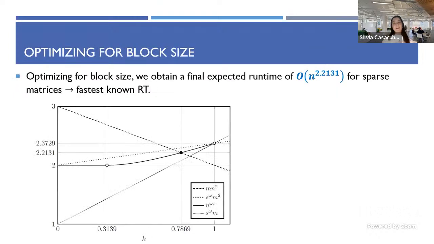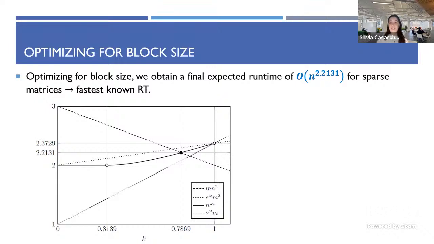We get an expression that I won't get into, but basically if we optimize this expression for the block size s, that's where we obtain the final runtime of O(n^2.2131) for sparse matrices, which yields the fastest known runtime.